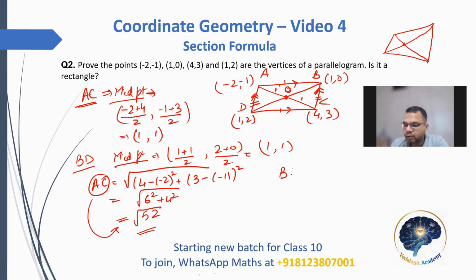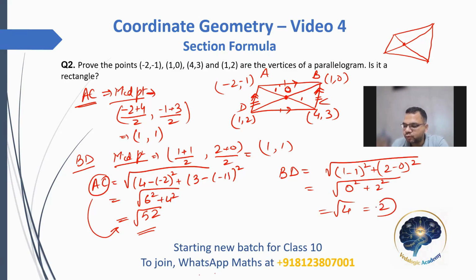Similarly, let's find out for BD as well. So for BD, 1 minus 1 is 0, plus 2 minus 0 is, so 1 minus 1 is 0 square, plus 2 square, so it becomes root 4, which becomes 2. So the length of BD is 2, and the length of AC is root 52, which are not equal. So this parallelogram is not a rectangle, it's only a parallelogram.